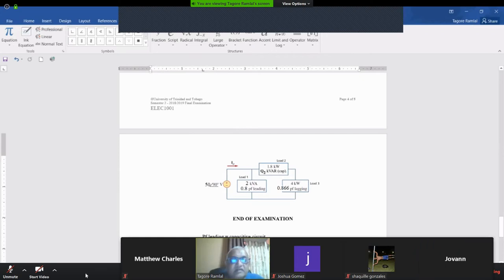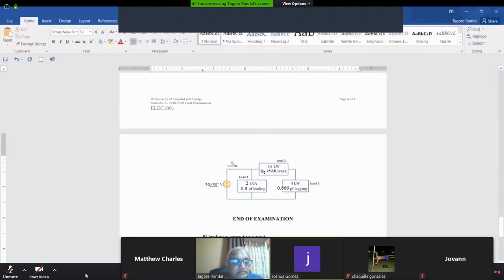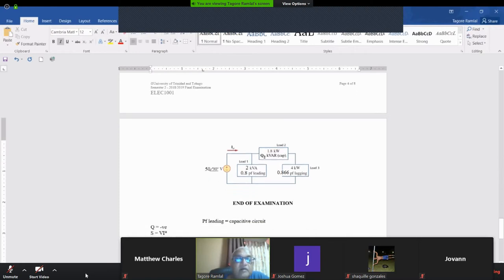After this, could you go over question 4 of the past paper? Just one thing at a time. Right, so load one is 2 angle. So this here, remember, power factor is equal to what? Cos theta. Power factor. VI cos theta.